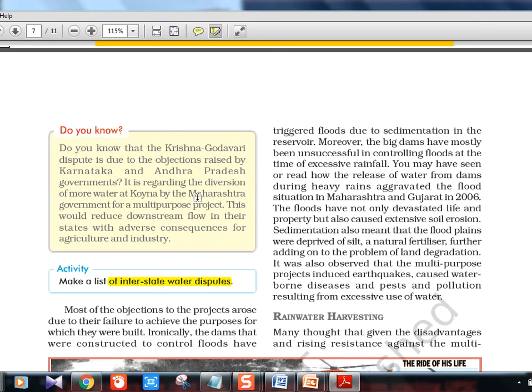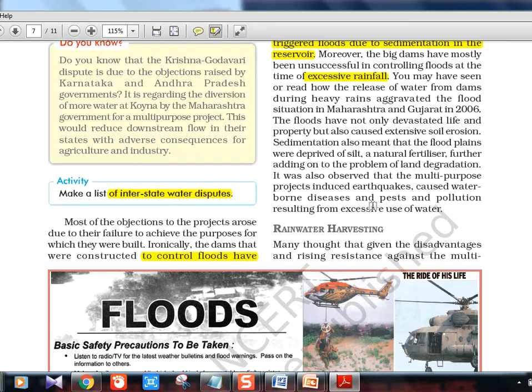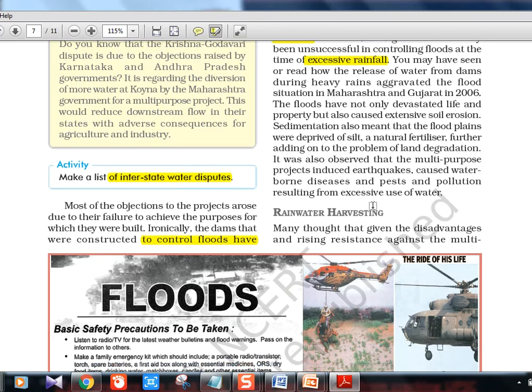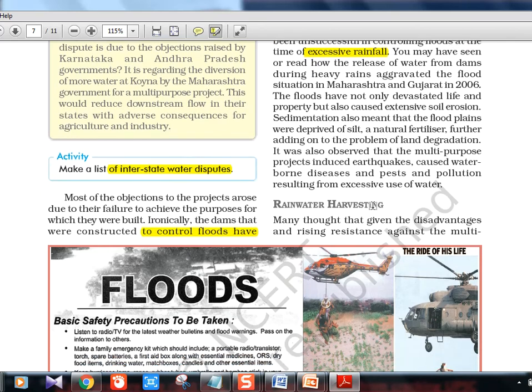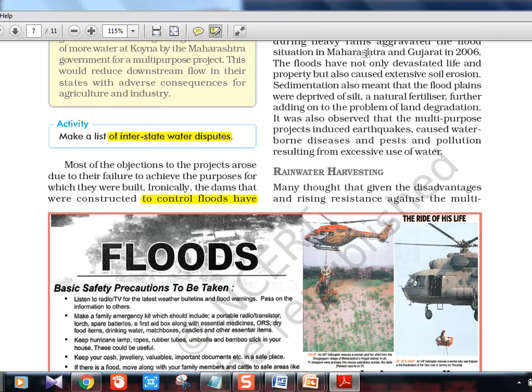Dams constructed to control floods have triggered floods. So that is an irony. Dams which are constructed to control floods have triggered floods due to sedimentation in the reservoir. So you can tell that as a disadvantage of the multi-purpose project. Moreover, the big dams have mostly been unsuccessful in controlling floods at the time of excessive rainfall. They tell us this will solve the problems, but excessive rainfall happens in India. When it's a La Nina year and excessive rainfall happens, these dams also cannot control it. Floods have not only devastated life and property but also caused extensive soil erosion. So ecologically, humanly, culturally, everywhere it is a problem. Silt, a natural fertilizer, is adding to the problem of land degradation.